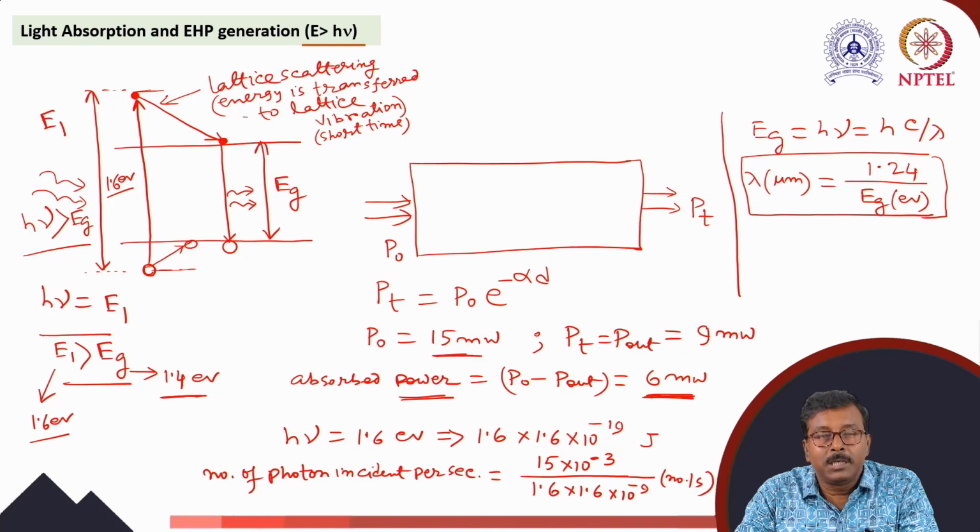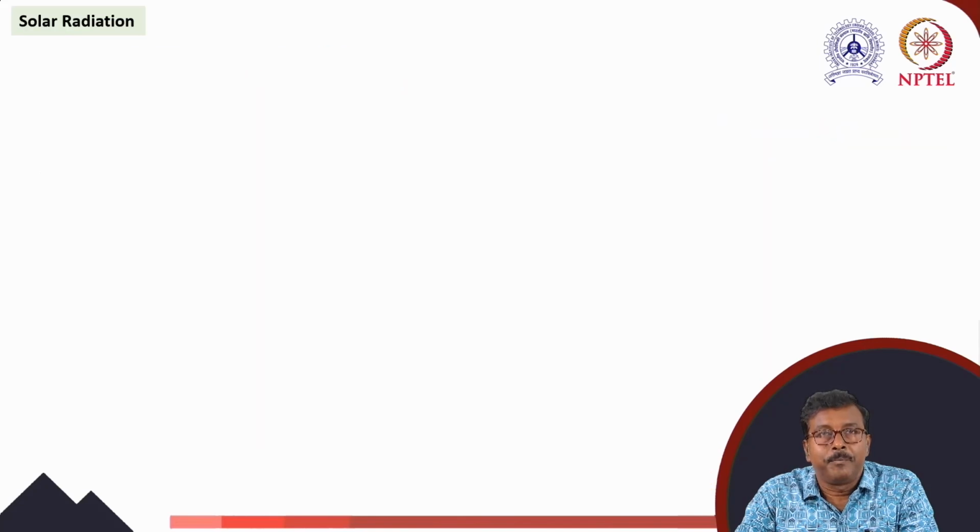In the context of a solar cell, as it is illuminated by solar radiation, we need to have knowledge of the solar radiation and how it varies with wavelength. This is called the solar radiation spectrum. In solar radiation, air mass is one very important term.